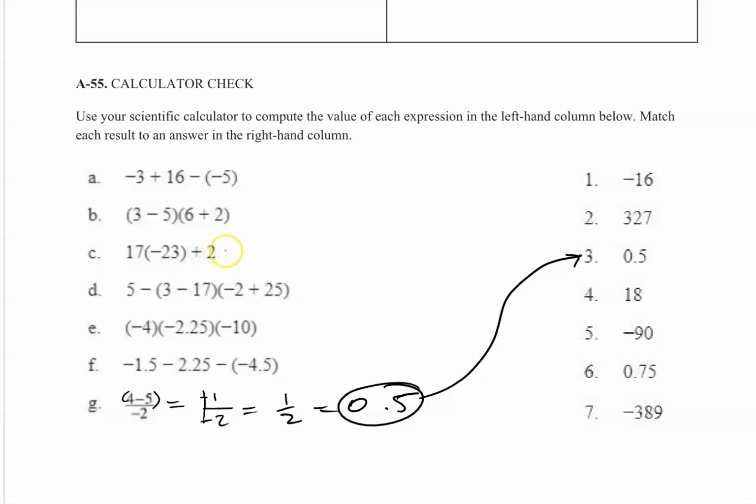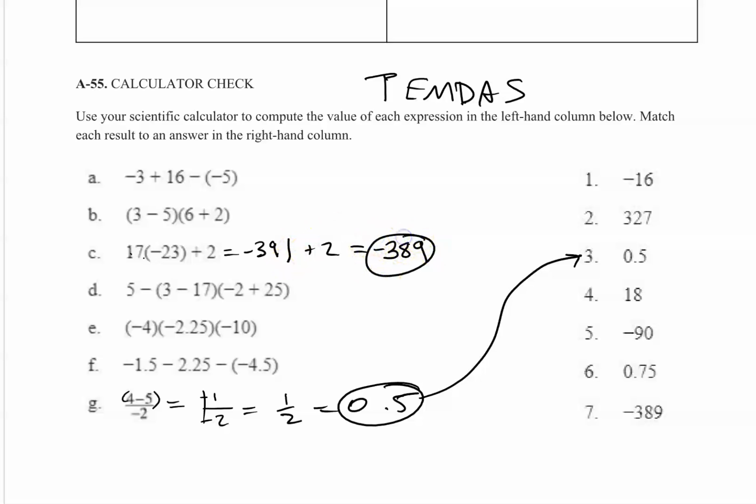All right, let's try C. C, we've got multiplication, a number next to another number, you multiply, and addition. So don't forget about PEMDAS. 17 times negative 23, that's going to be negative 391. And then you're going to add 2 onto that. Now because we're adding 2, again, use your calculator. We're going more towards 0, so the number actually becomes negative 389.